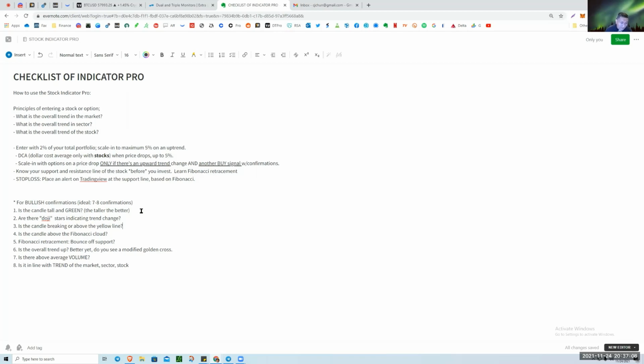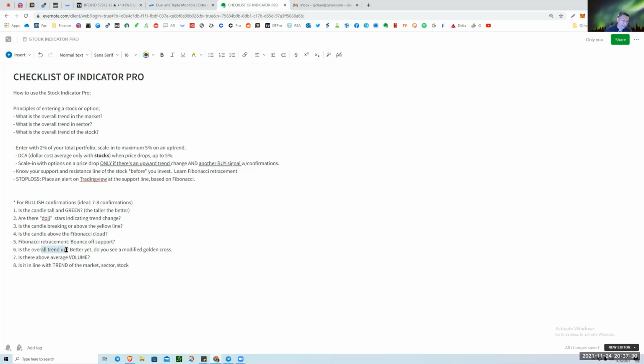Confirmation number 3, is the candle breaking or is it above the yellow line? We'll go over that part. You'll see it actually on the chart. Is the candle above the Fibonacci cloud? Okay, so we'll go over that. Fibonacci retracement, is it bouncing off a support? Okay, and again, overall trend.